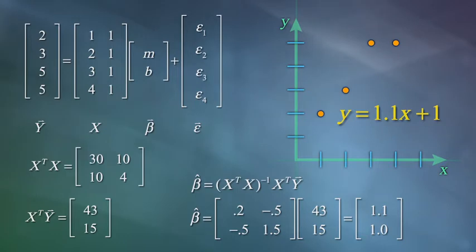So there's our best fitting line. It's going to be y equals 1.1x plus 1. And if we draw this picture, we see that it indeed seems to fit the data pretty well.